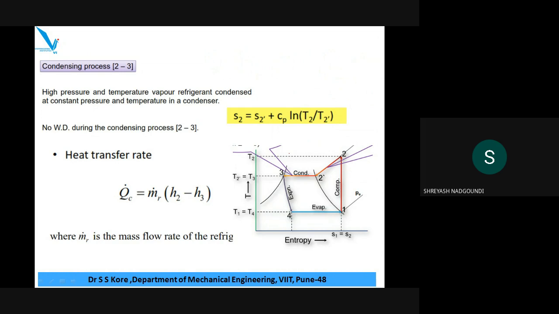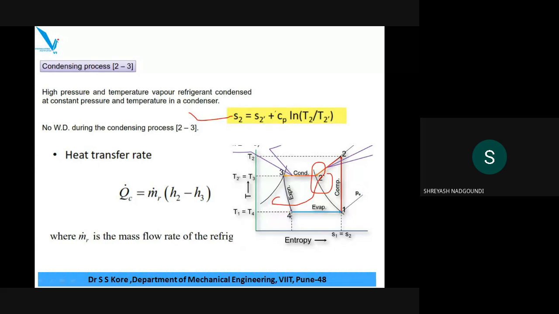First, note down the heat rejected by condenser is H2 minus H3. H2 is the enthalpy of the superheated steam. Already we have found out in the previous case, compressor. H3 is the enthalpy of the liquid. We have to find out from the property table at temperature T2. In some of the cases, this T2 dash is not known to us. To find out this T2 dash, we have to use this formula of entropy. That is S2 is equal to S2 dash plus Cp into ln of T2 upon T2 dash.